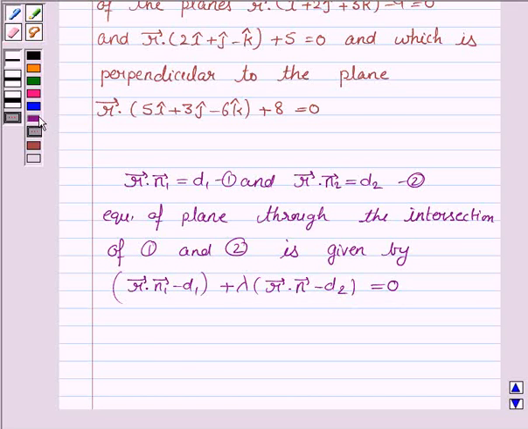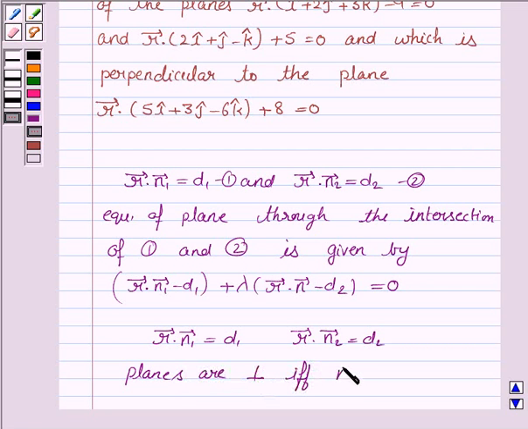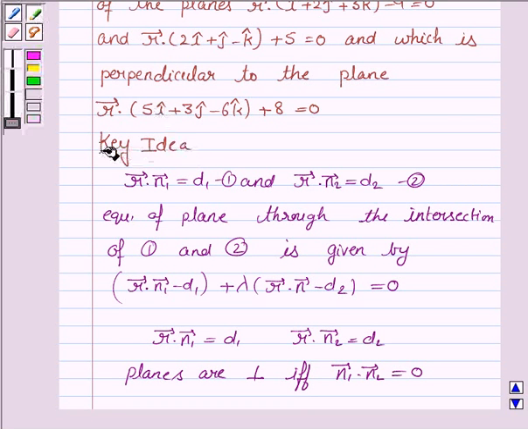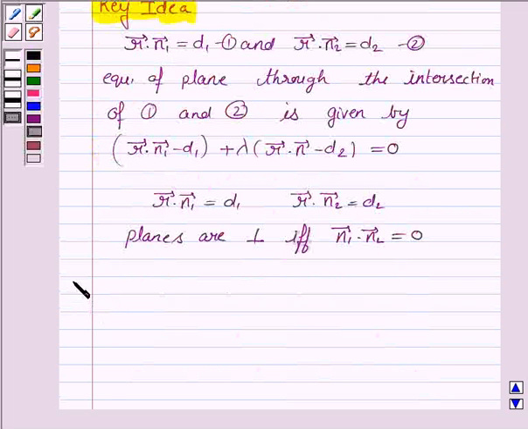And we also need to know that if we have two planes vector r dot n1 is equal to d1 and vector r dot n2 is equal to d2, then the planes are perpendicular if and only if vector n1 dot vector n2 is equal to 0. So this knowledge will work as key idea behind this question. Let us now move on to the solution.